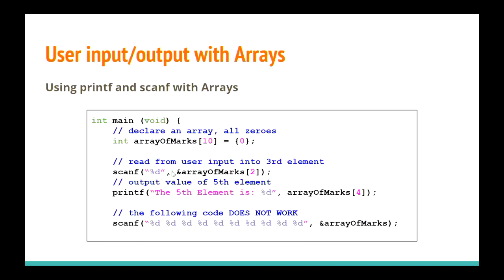So if we wanted to scanf or printf, we can treat one of the elements in the array as an integer, and then we can do exactly the same things we do with scanf and printf. So the fifth element of the array is going to be at index number 4, because the first element's at 0, 1, 2, 3, 4, gives me my fifth element.